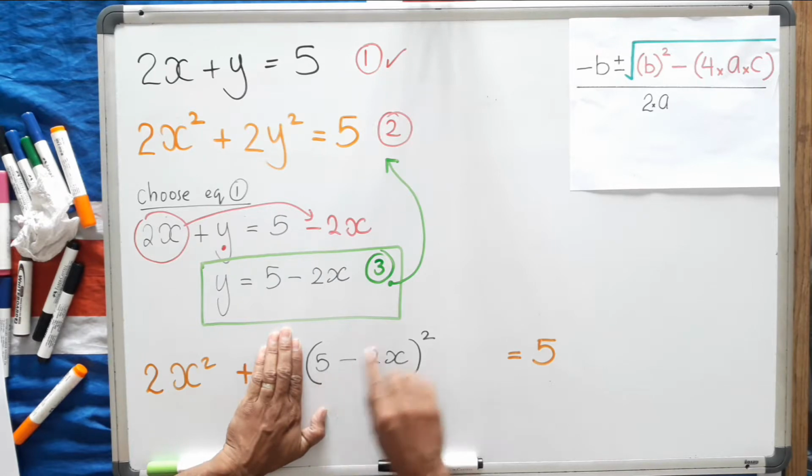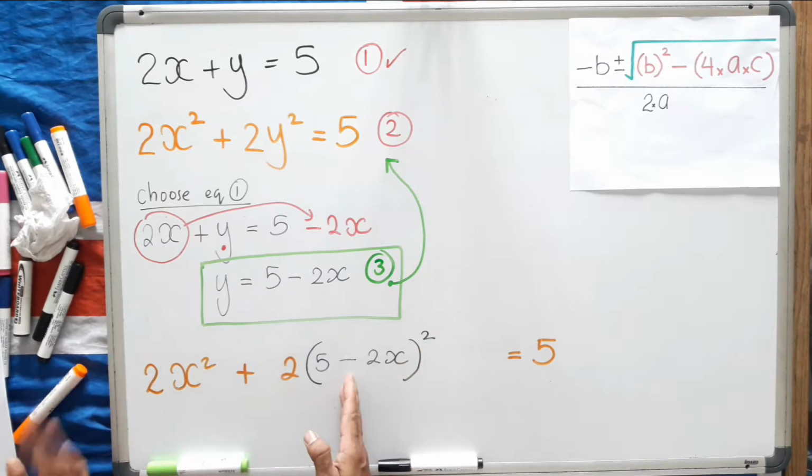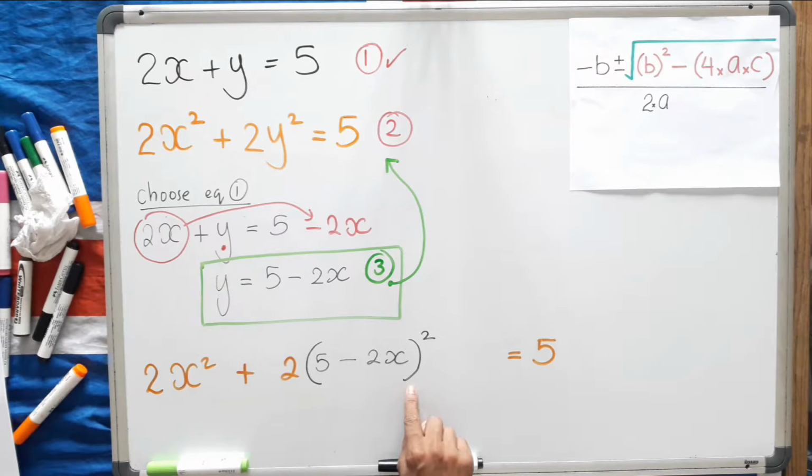Also, some people might square everyone in the brackets. So they will say 5 squared is 25, 2x squared is 4x squared. And then they will take the answer and multiply it by 2. That is also wrong. You'll remember what squared means?